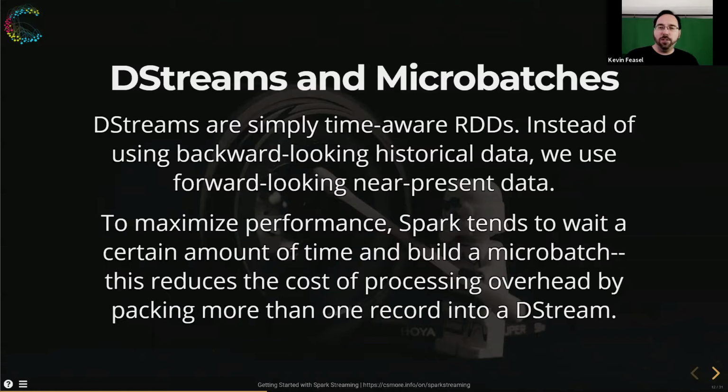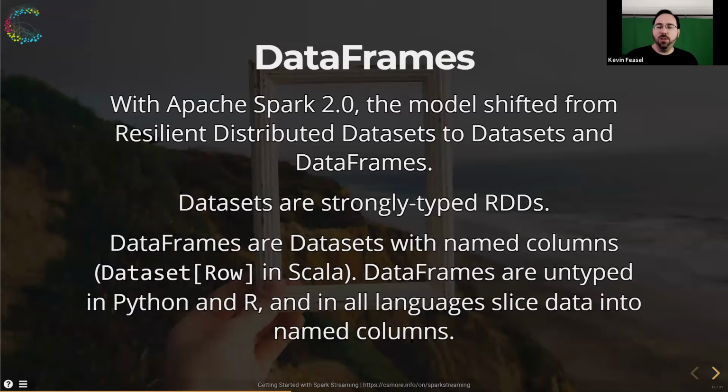So this was with classic Apache Spark. If I remember right, 0.7 was about when Spark Streaming came out to the public. And there was quite a bit of work on it since then. With Apache Spark 2.0, we have this model shift from focusing on resilient distributed data sets to focusing on the dual metaphors of data frames and data sets.